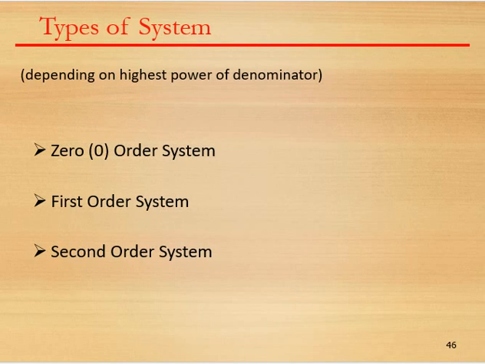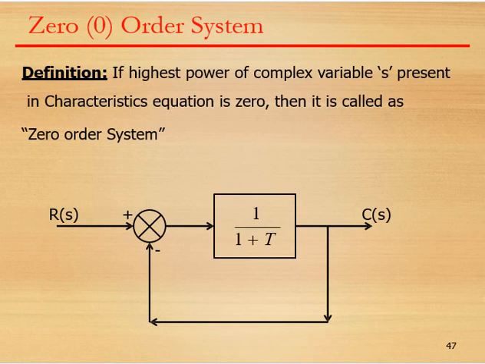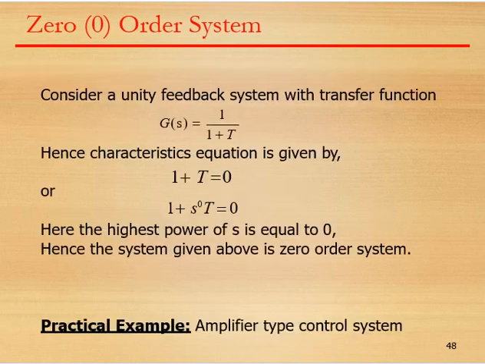So what is a 0 order system? Let us see what is a 0 order system. So if the highest power of a complex variable s present in a characteristics equation is 0, or we can say denominator is 0, then that is called a 0th order system. Okay, so if you say this is a unity feedback system and the transfer function is 1 upon 1 plus t. So the transfer function G(s) of this unity feedback system is given by 1 divided by 1 plus t, but there is no s.